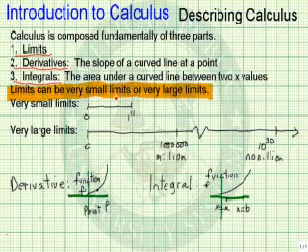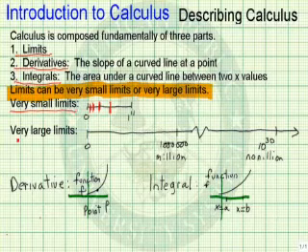Limits can be very small or very large. Very small limits, if we take as our domain of a function the numbers from 0 to 1 inch, and we dissect that to a half, and to a quarter, and to an eighth, and to a 16th, and continue this process, and this is the domain, what happens to the range or the y values as we're doing this? That's for very small limits.